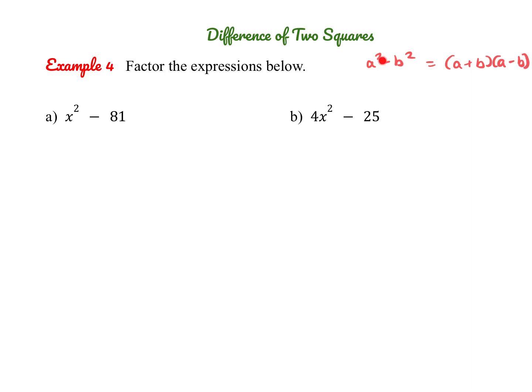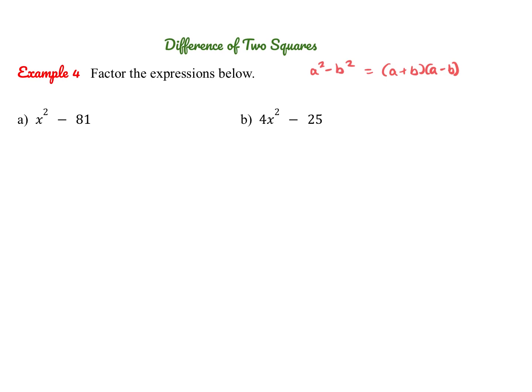So notice that this is a squared and this is a, which means a is the square root of a squared. And this is b squared and this is b, so that means b is the square root of b squared. I also want to point out that when I define what a and b are, they are always positive. This negative is just part of the expression. A and b are always positive here.